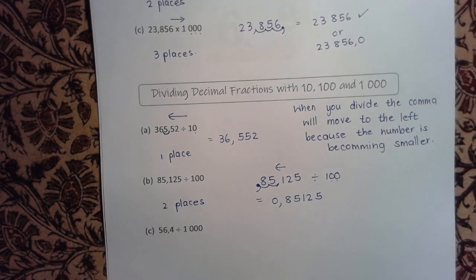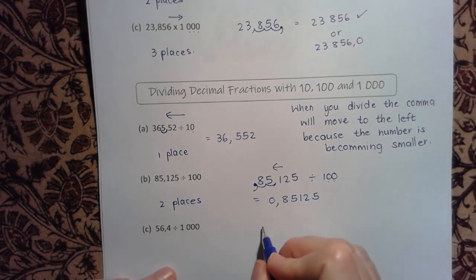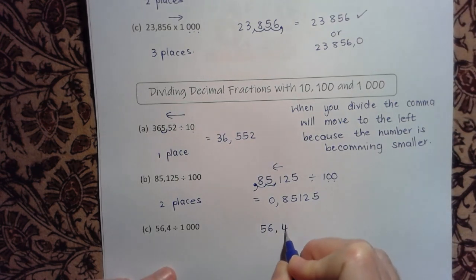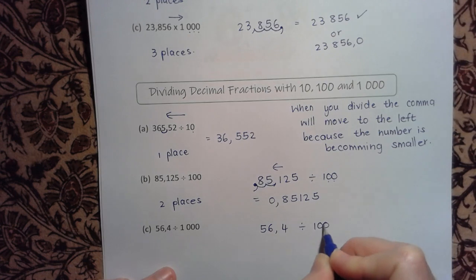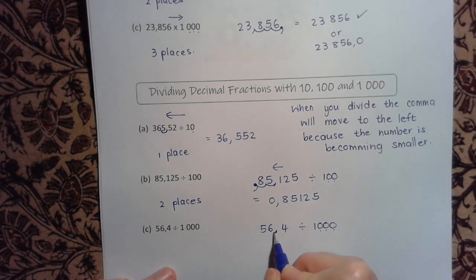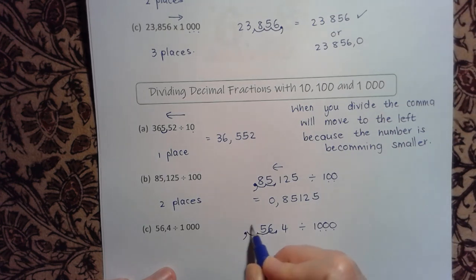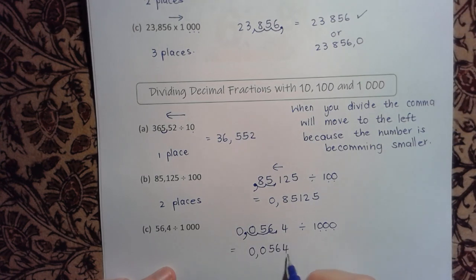And then lastly, dividing by the 1,000, 56,4 divide by 1,000. So how many zeros? 1, 2, 3. How many places? 3. 1, 2, 3. Now you see there will be an empty space here in between the comma and the 5. So you just fill it with a 0. And then there will be a 0 in front of the comma as well. So your answer is 0,0564. And it moved 3 places back.